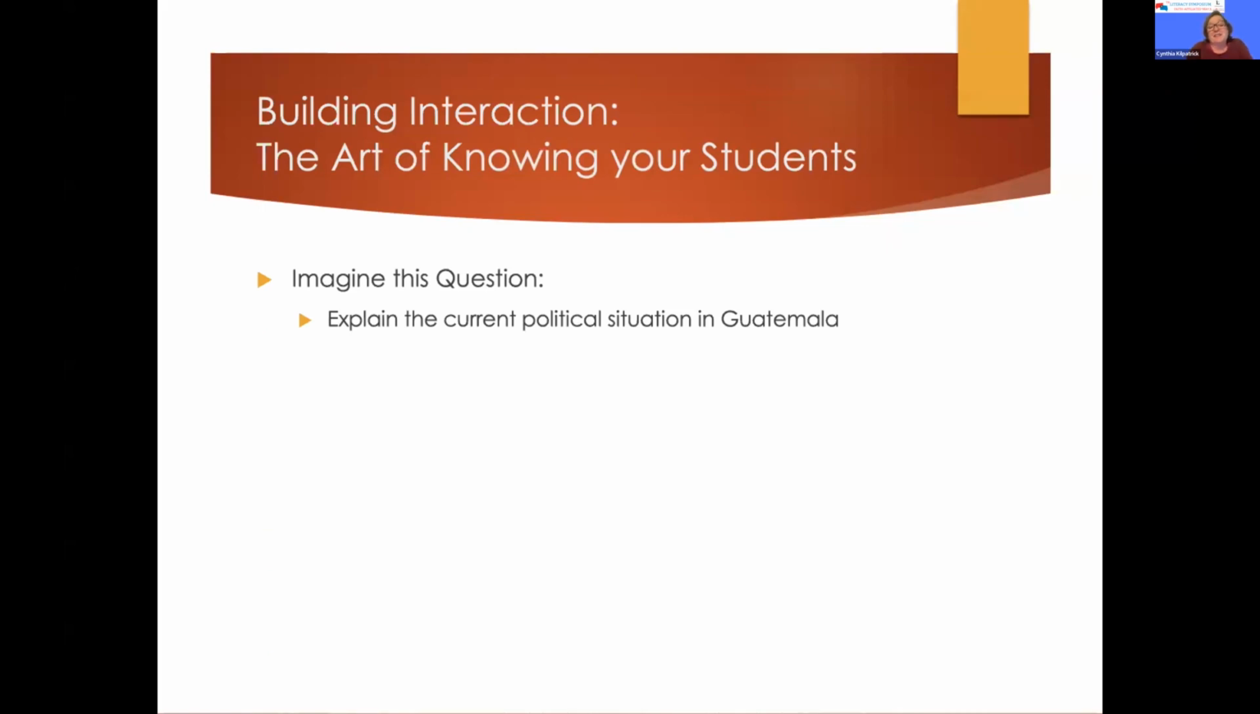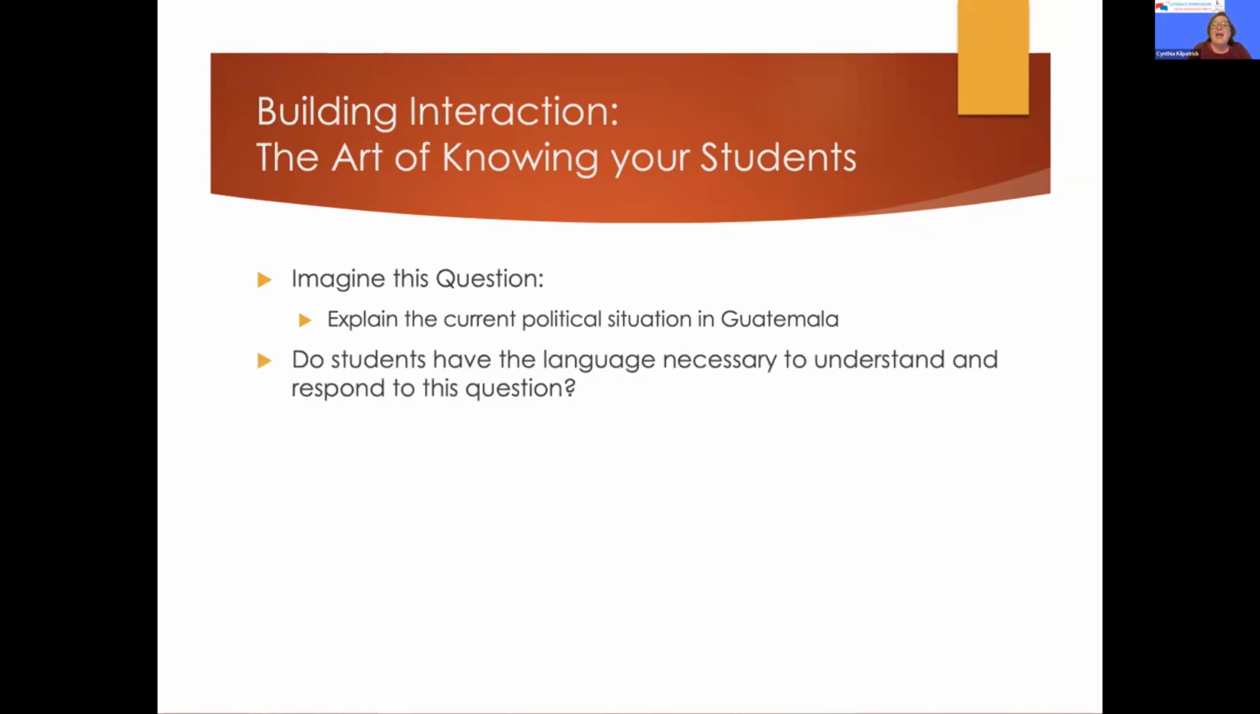I'm a pretty advanced Spanish speaker, and I don't know how to talk about politics in Spanish. That's not something I do. I do not have political vocabulary in Spanish. So even though I have lived in Guatemala and I can go and travel and have all my needs met and get everything done that I need to do, I can't do this question because I don't have the language that's necessary to talk about this. I don't know how to talk about politics in Spanish because I've never done that before.